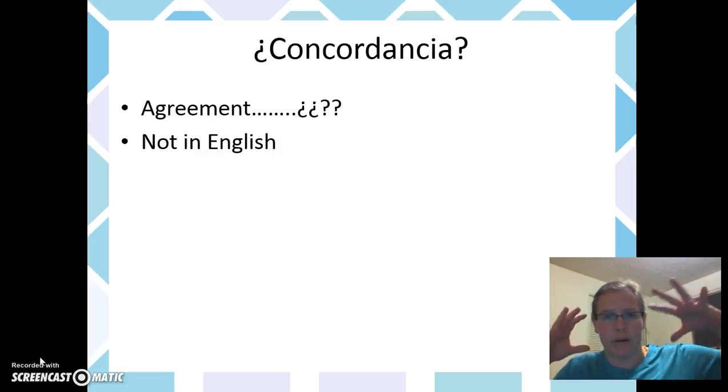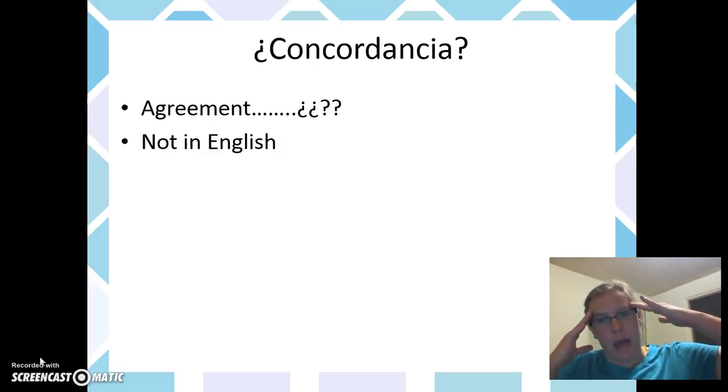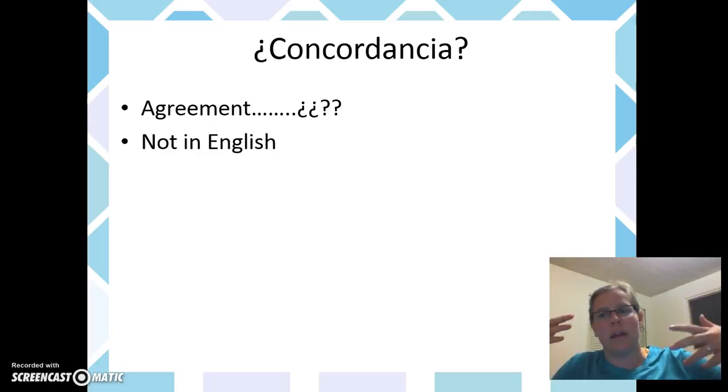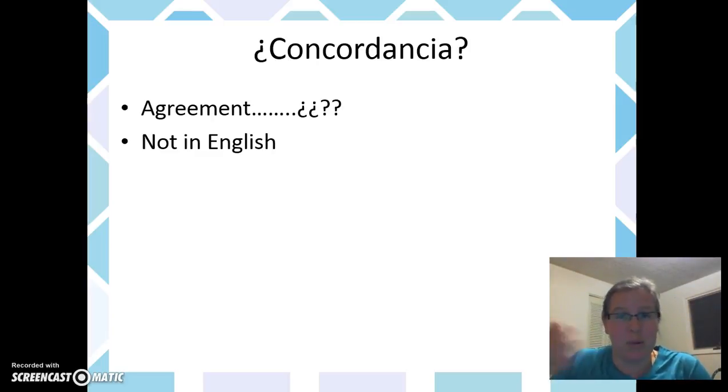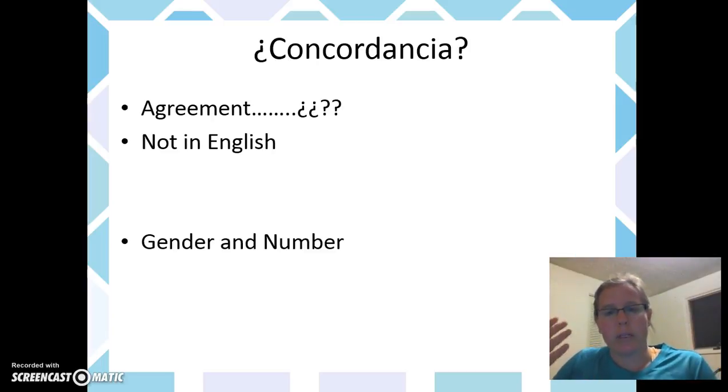So what I want you to think about is retraining your brain so that you don't consistently think, well, in English we do it this way, because that doesn't matter. We have to think, how do they do it in Spanish? Because that's what we want to achieve, right? To speak in Spanish. So you've got to eliminate the part of your brain that's going to say, well, in English it's this way, because that doesn't matter, okay? So what we're going to talk about today is gender and number.